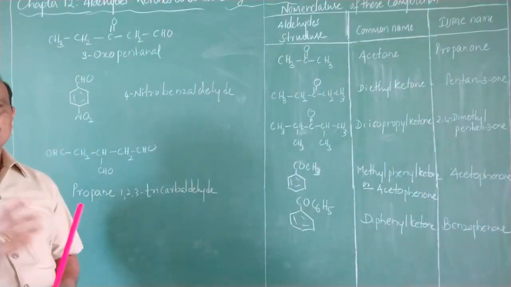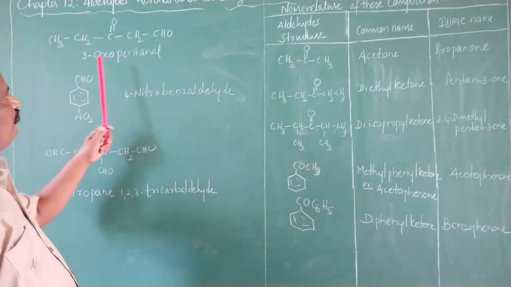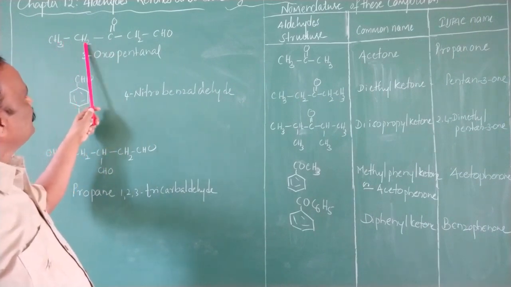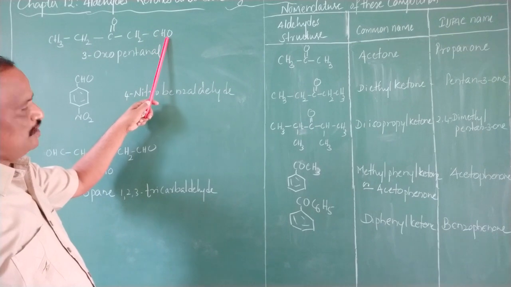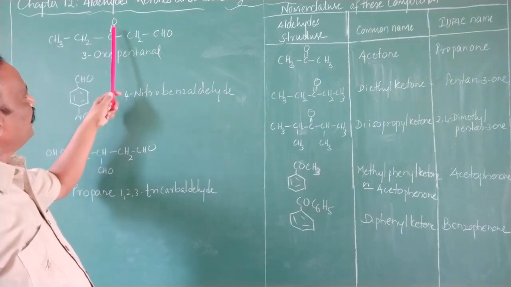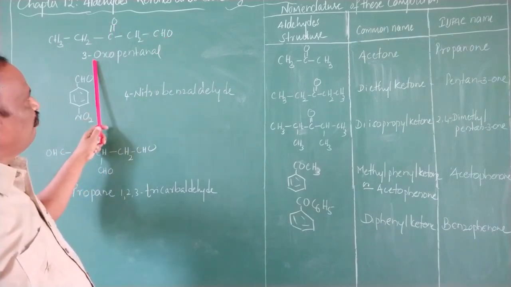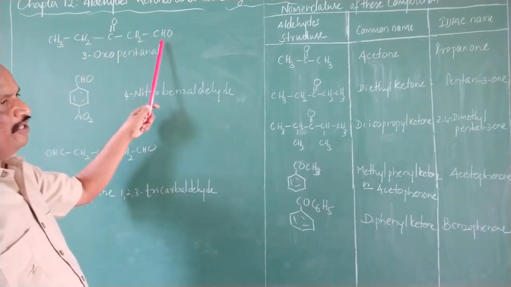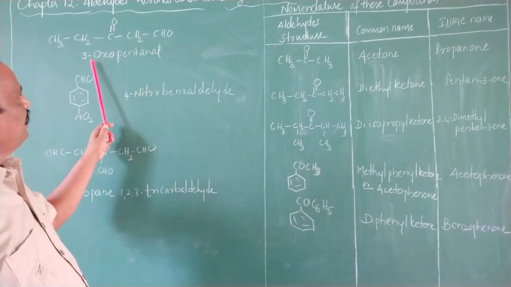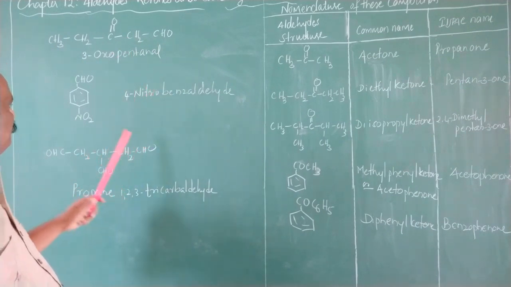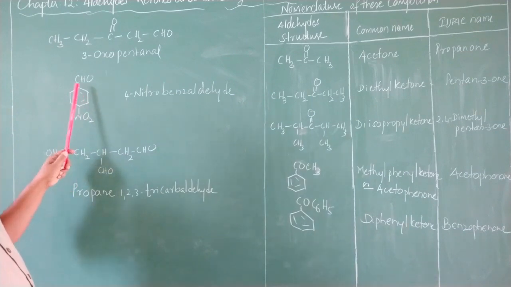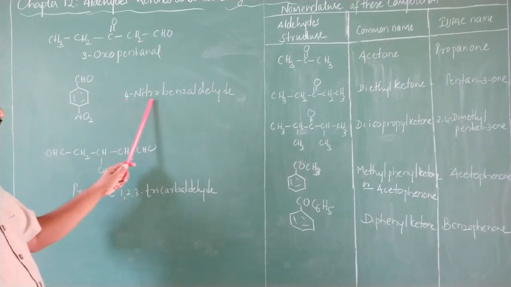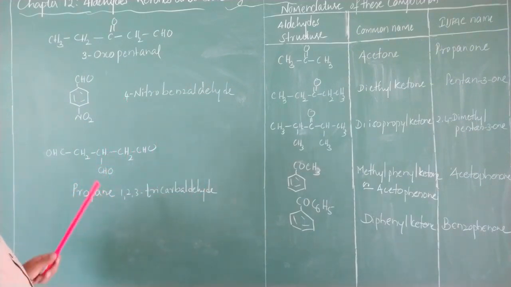Well children, in this class let us learn some more examples of naming aldehydes. Here you see this example: CH3, CH2, C double bond O, CH2, CHO. The third carbon is attached with oxygen, 3-oxo we call it. It's a compound which contains 5 carbons and an aldehyde group, that's pentanal. 3-oxopentanal it is. And another example, benzaldehyde to which a nitro group is attached at the 4th position. So 4-nitrobenzaldehyde. That's how we will name it there.